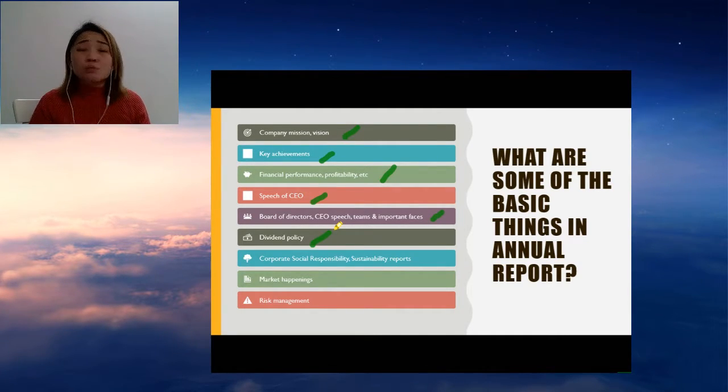So dividend policies will spell out and say, okay, this year due to COVID-19, we are not paying as much dividend to the shareholders, for example. So again, this is some of the things that will be inside the annual report.